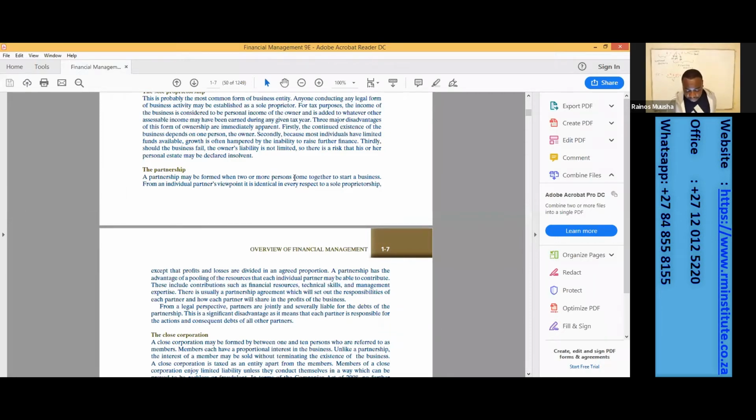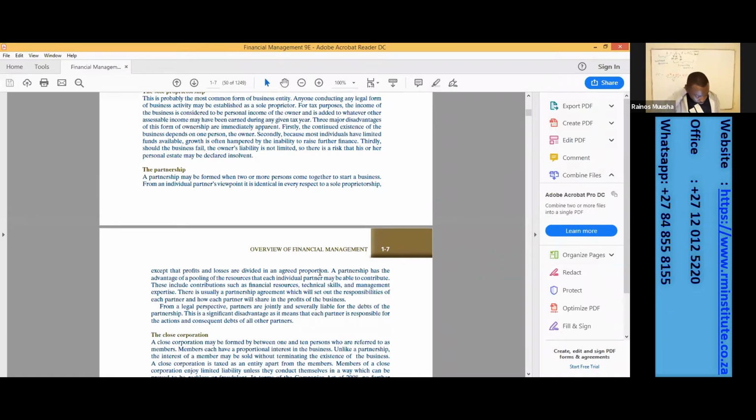Then the other form of business organization is a partnership, where they say a partnership may be formed when two or more persons come together to start a business. So from an individual partner's viewpoint, it is identical in every respect to a sole proprietorship, except that the profits and losses are divided in agreed proportions. So which means that with the partnership, this is where two or more individuals come together to start a business, right?